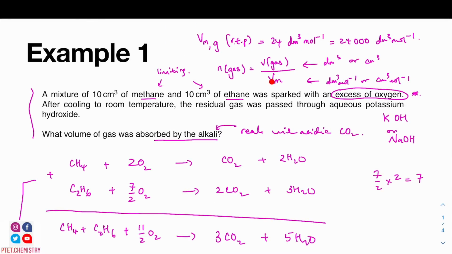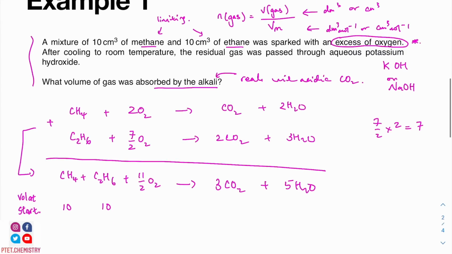Based on what I said, they are related by the same molar volume at room temperature and pressure. So mole ratio is the same as volume ratio. Mole ratio 1:1 is the same as volume ratio. 1 cm³ of this will give you 1 cm³ of that. 10 cm³ of this will give you 10 cm³ of that. 10 cm³ of this will give you 20 cm³ of it.